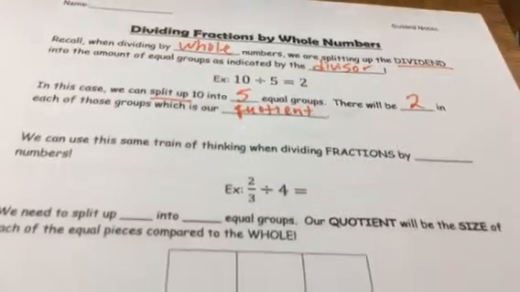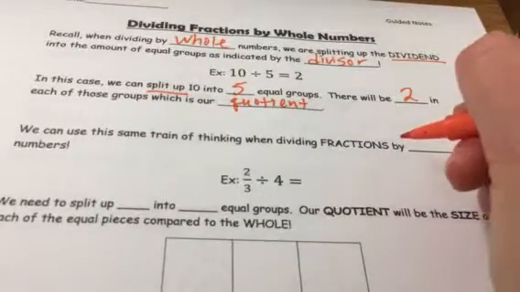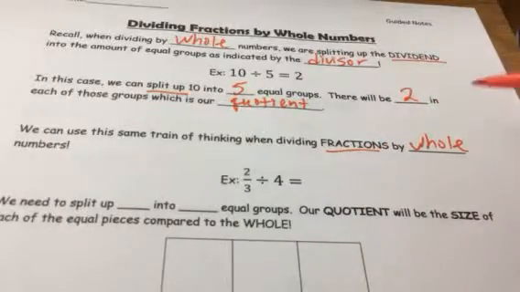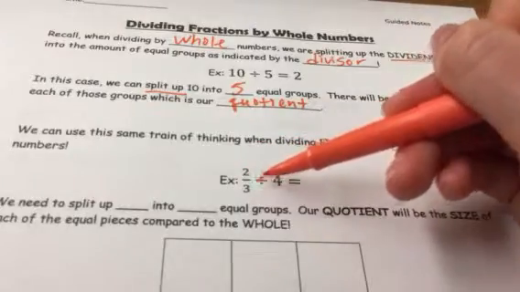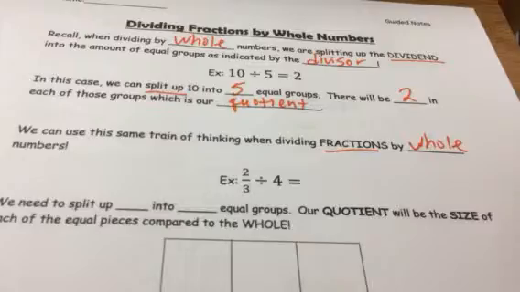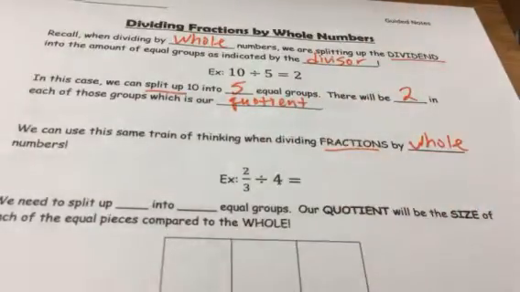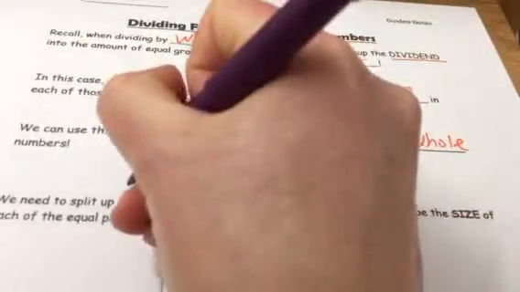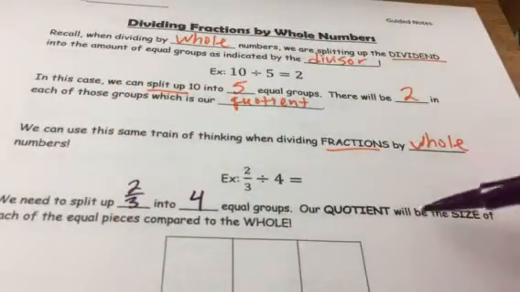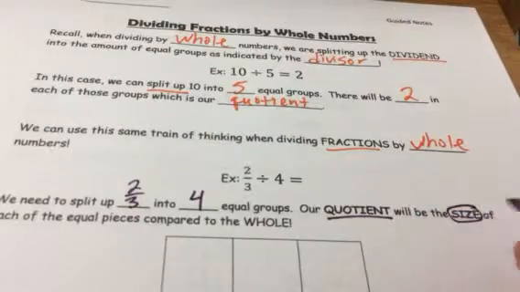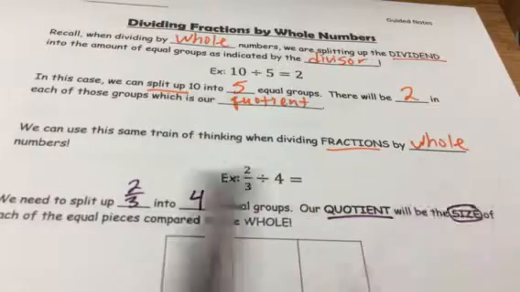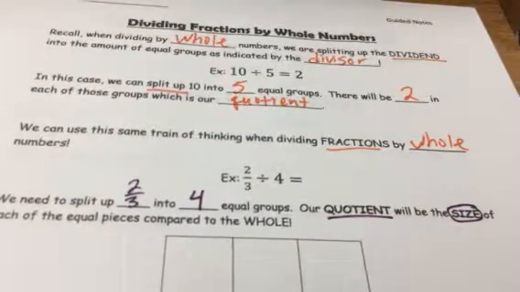We're going to use the same train of thought when we're dividing fractions by whole numbers. We're going to take the fraction and split it up into the amount of groups as indicated by the divisor. So in this case, we need to take 2/3 and split it up into 4 equal groups. Your quotient or answer will be the size of each of the equal pieces that you've created, and it's always compared to the whole.